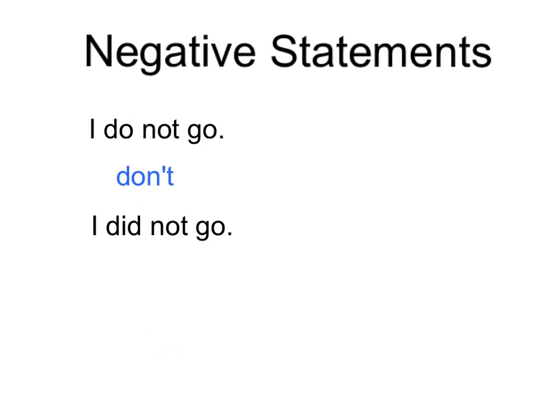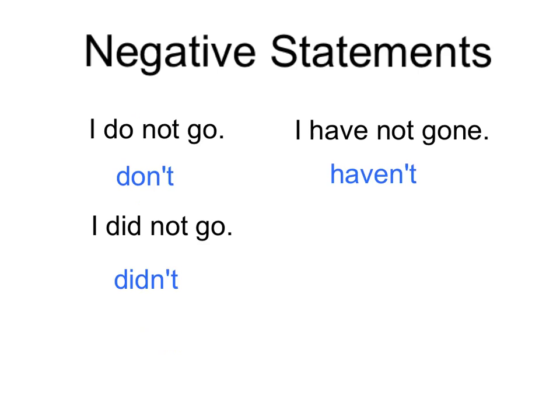The same is true for the past tense. I did not go would become what? Exactly, I didn't go. And the same is true for present perfect, so I have not gone becomes what? I haven't gone. Therefore, what happens to I had not gone? I hadn't gone.